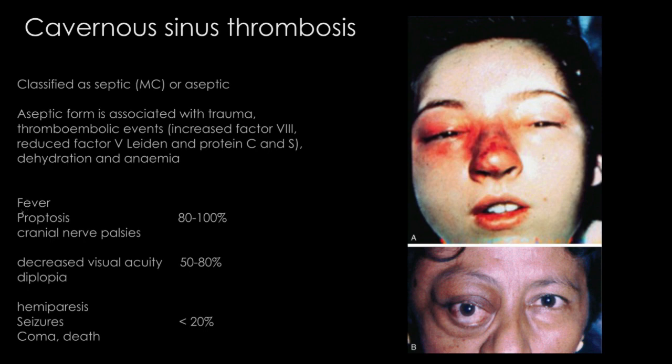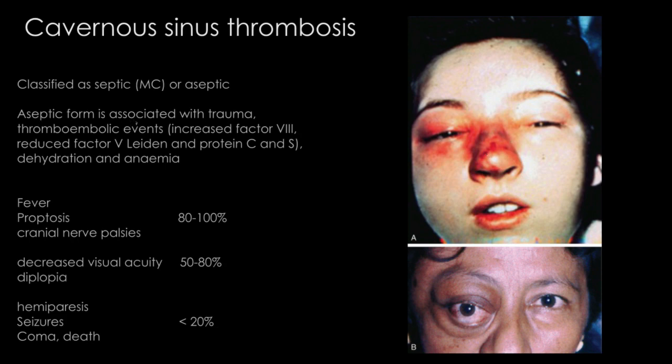The symptoms include fever, proptosis, and cranial palsies, here now 3, 4, and 6 in 80 to 100% of cases. It can lead to decreased visual acuity and diplopia due to the involvement of the cranial nerves in 50 to 80% of cases. It can lead to severe complications such as hemiparesis, seizures, coma, and even death in less than 20% of the cases. So this is the septic cause of cavernous sinus thrombosis.